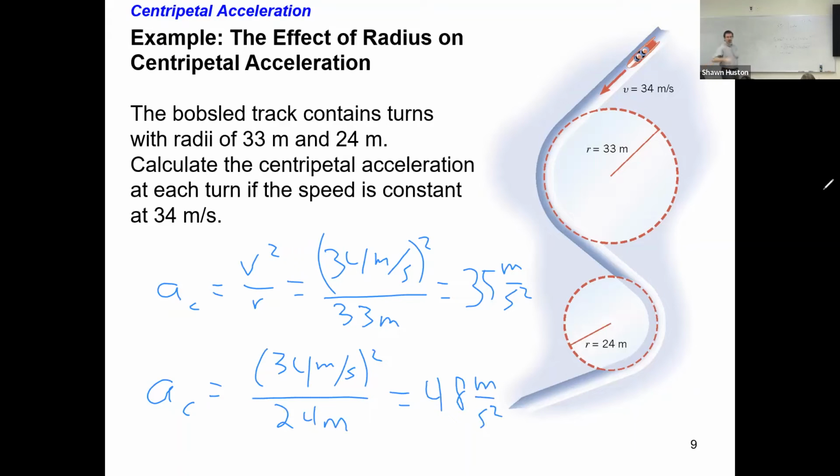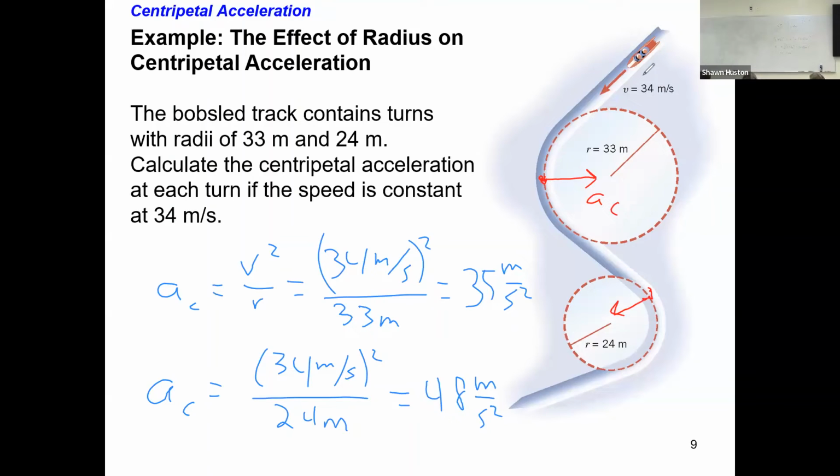All right. You like my stylus? Yeah, right there. We see that as this thing goes around the first turn, the 33 meter turn, it's got a centripetal acceleration of 35 meters per second squared. And then what happens? As it goes around this second turn, maybe this is the spot we're interested in, the acceleration points towards the center of the circle, something like this.